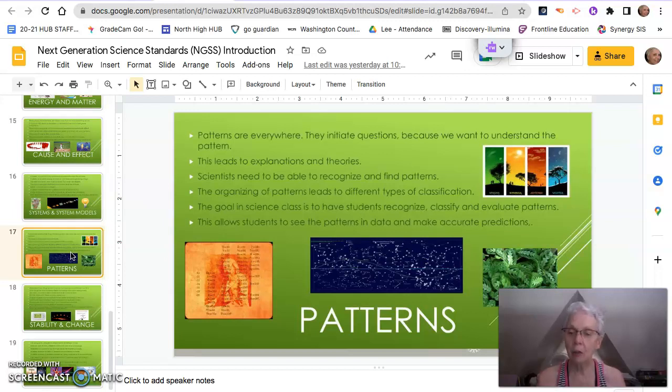A certain number of petals on a flower that are in a specific pattern will tell you what classification that flower is. The goal of a science class is to have students recognize, classify, and evaluate patterns. So we're going to first recognize them, then we're going to classify them, and then we're going to evaluate them. Does it happen all the time? Does it only happen in certain times? So we're going to look at that. And then it allows you to see patterns in data and make accurate predictions.